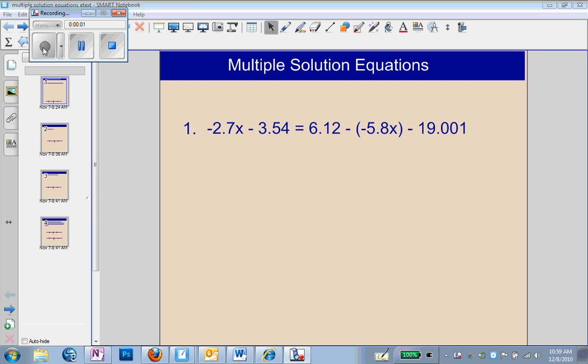Today we're learning about multiple solution equations. We're going to start with a review and learn how to graph it on a number line diagram. The first thing I'm going to do here is change all of my subtraction to addition. Next, I'm going to add all of my like terms on the right-hand side.